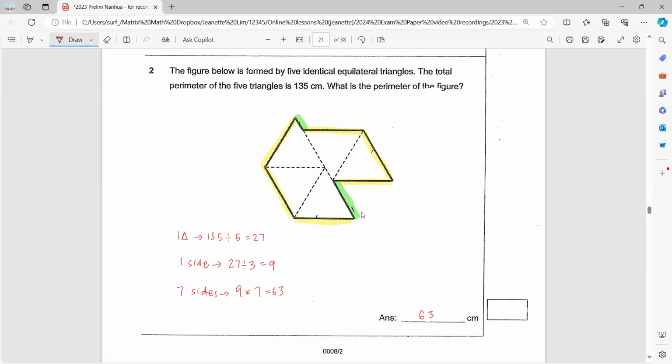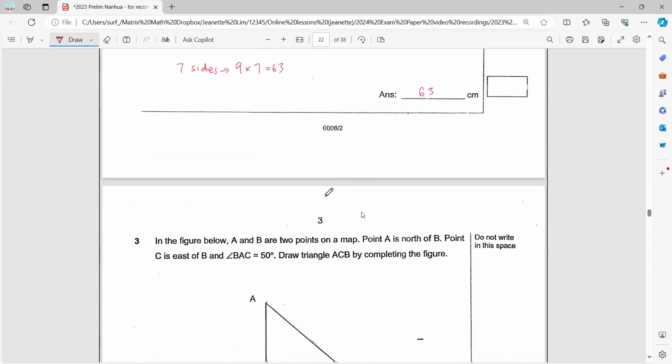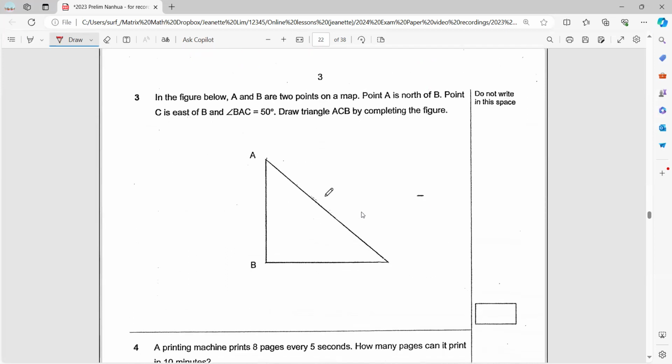Okay, next. Question 3. Figure below, A and B are 2 points on a map. In this question, the C is being drawn out already. I think you're not supposed to have this on the diagram. But anyway, point A is north of point B, point C is east of B. So if it's east of B, then this is 90 degrees. This is C. And BAC is 50 degrees.